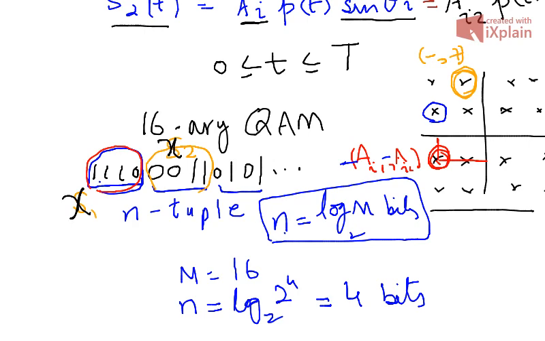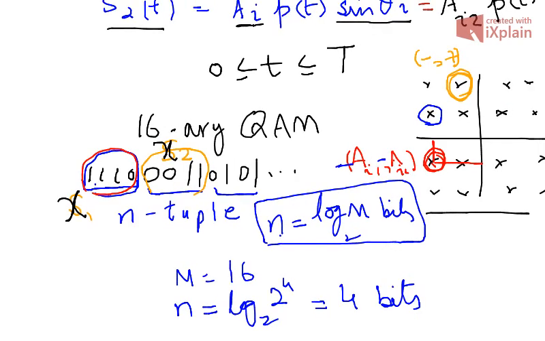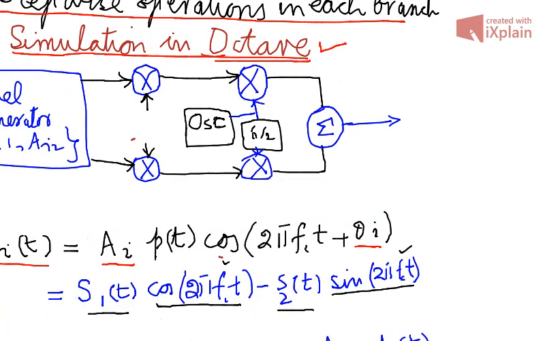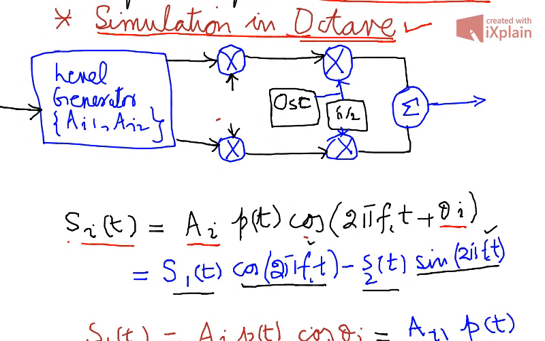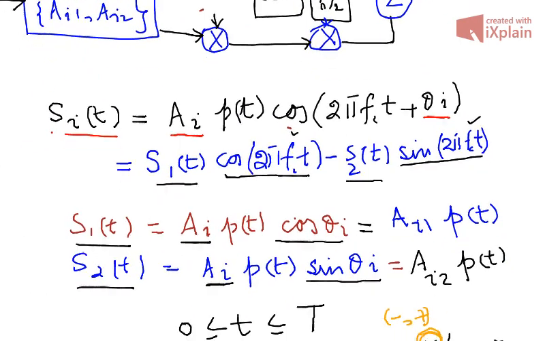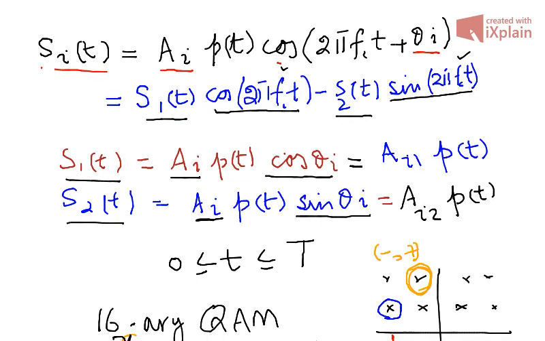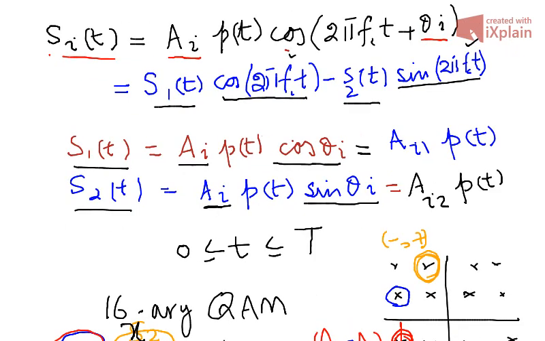Because I use S1 and S2 here also. If you see here, I use S1 and S2 to represent these components, right? So this S1 and S2, don't mix it with this S1 and S2. These should not be mixed with those QAM symbols, because this is actually your QAM symbol.